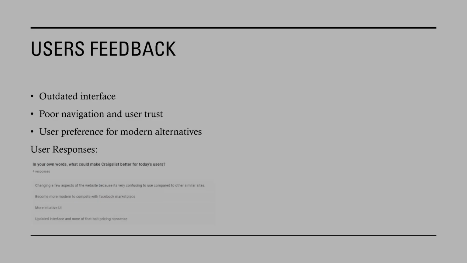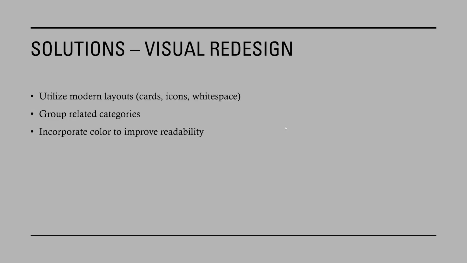These issues directly align with 4 key usability heuristics from Jakob Nielsen's framework. First being the aesthetic and minimalist design, second being consistency and standards, third being match between system and the real world, and the last, help and documentation. Our solutions were created to target these areas and modernize Craigslist without losing its core functionality. Moving to the first solution, visual redesign. For visual redesign, we recommend adopting modern UI elements, such as cards, intuitive icons, and whitespace, to reduce clutter and make browsing easier. Grouping related categories and incorporating color will also increase visual clarity and improve engagement.